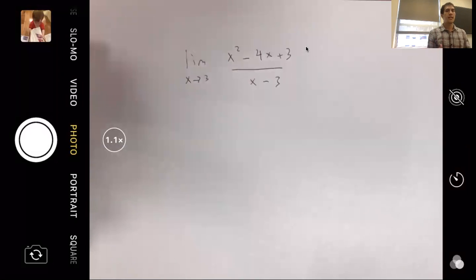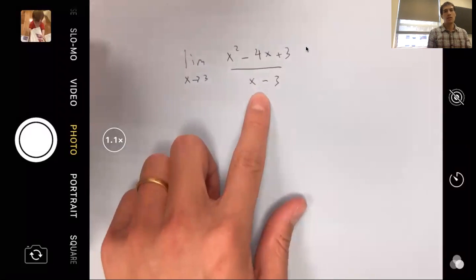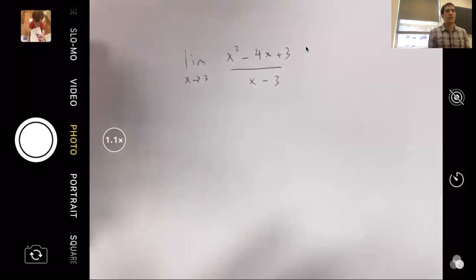So the first step is, let's see, is this function continuous at x equals 3? Could we just plug it in? And you can see that 3 is not in the domain of this function. So it's not continuous at x equals 3.